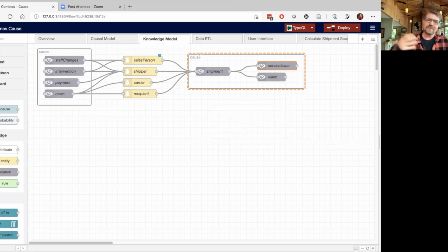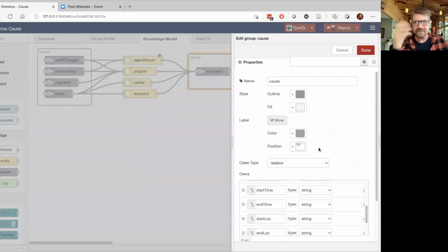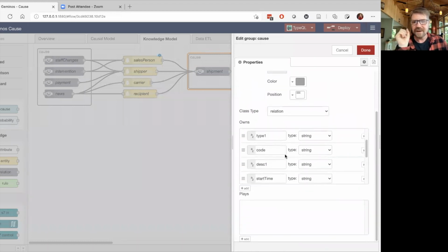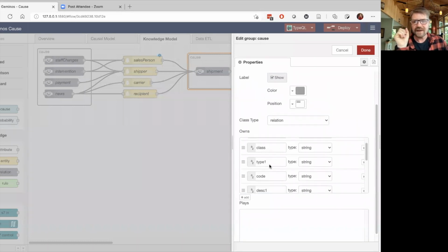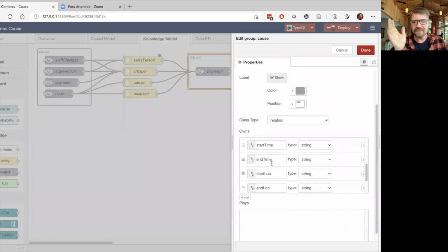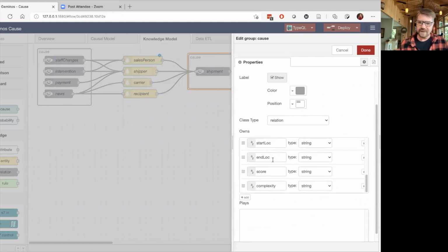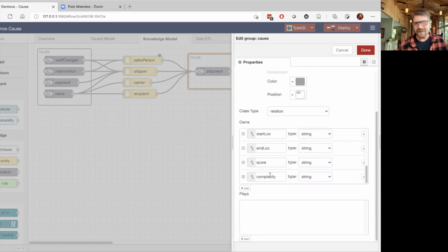So in order to make this work with Vatical, we need to inherit a certain set of properties. In cause, it's sort of a group. This is going to inherit a bunch of things like class, type, code, when it started, when it ended, where it started, where it ended, the score of that event, the complexity of that event. Each shipment may have a different complexity index. The shipment, whether it was successful or not, could have a different score. So every one of these causes is going to inherit a set of these properties.